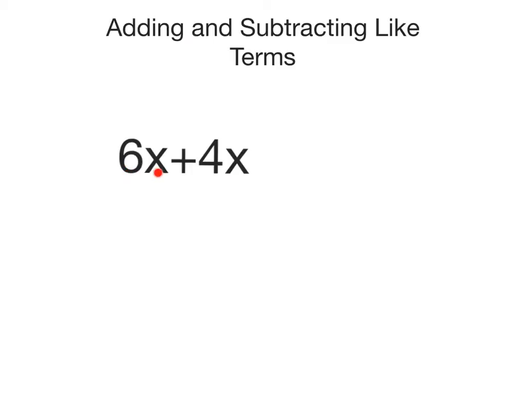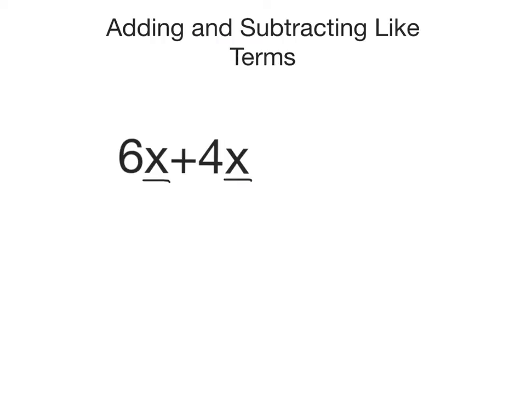So 6x is a term, 4x is a term. In past videos, we've talked about how 6 is the coefficient and x is the variable. But really, all we need to notice is the thing that comes after the number, in this case x, is the same. When they are the same, and they have to be exactly the same, I'll show you some examples that are not the same in just a minute, then you can add them.